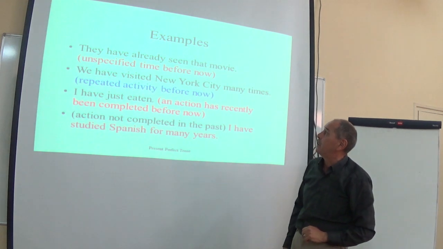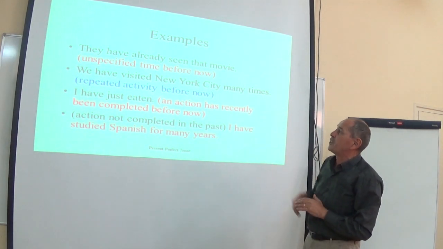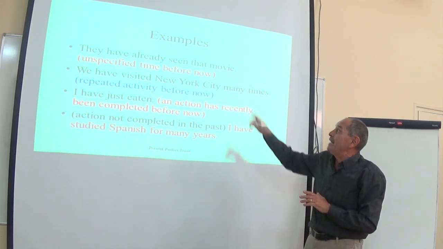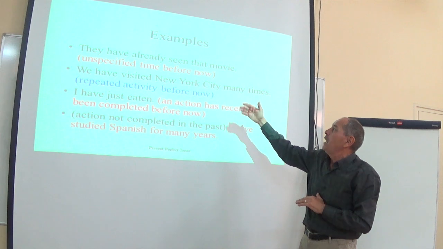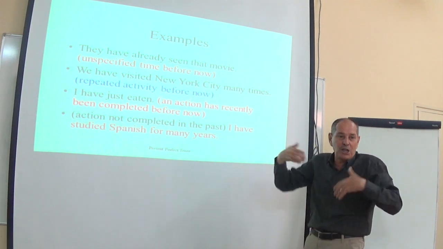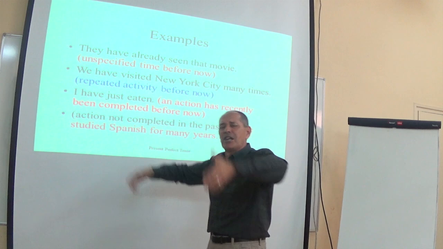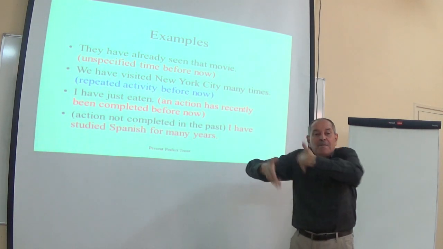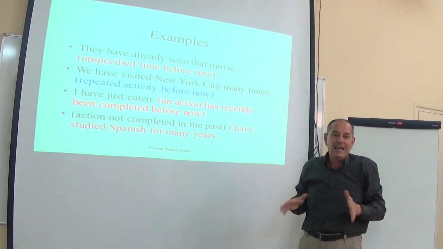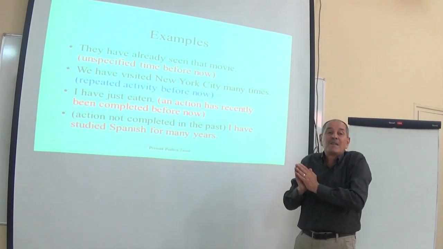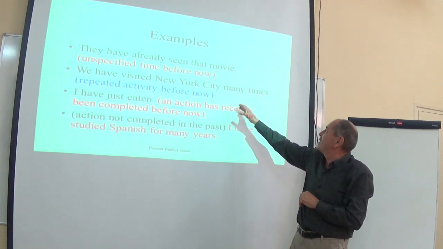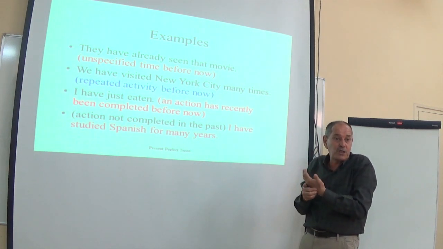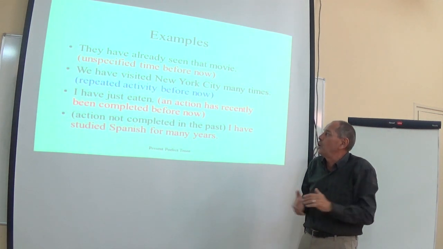Let's have some examples to make it clearer. They have already seen that movie. When? We don't know. In the past. It means a time before now, not specified. Some people have seen the Titanic plenty of times before. They say, I have already seen the Titanic, maybe 2 or 3 times, we don't know. And we don't know when. It's not specified again. We have visited New York City many times, maybe 3, 4 times, twice, not precise, we don't know.